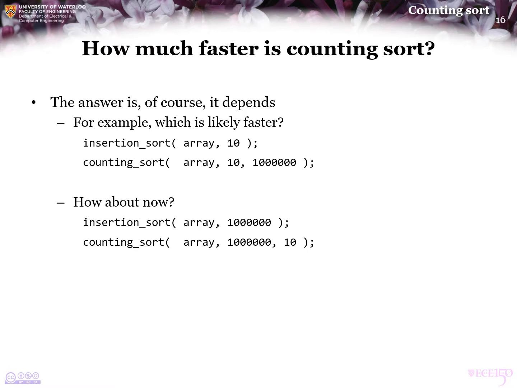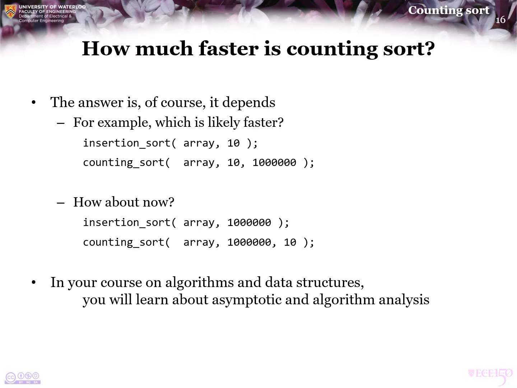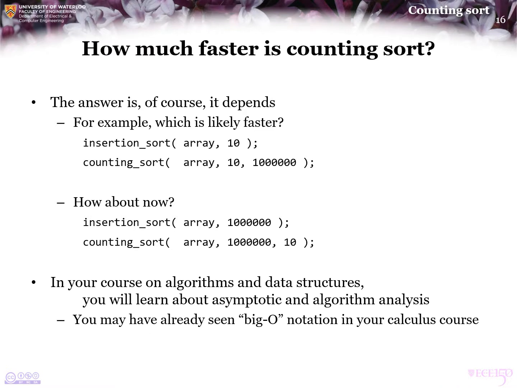Now, how do we define almost completely sorted, and how do we determine the runtime of these algorithms? Well, you will see that next in your course on algorithms and data structures, where you will learn about asymptotic and algorithm analysis. Indeed, in your calculus course, you may have already seen big O notation. That is the notation you will be using in your course where you do algorithm analysis.